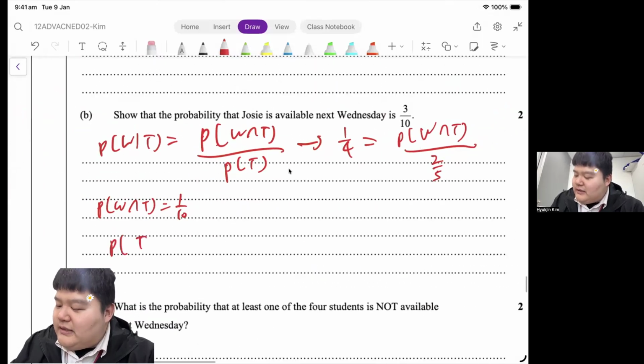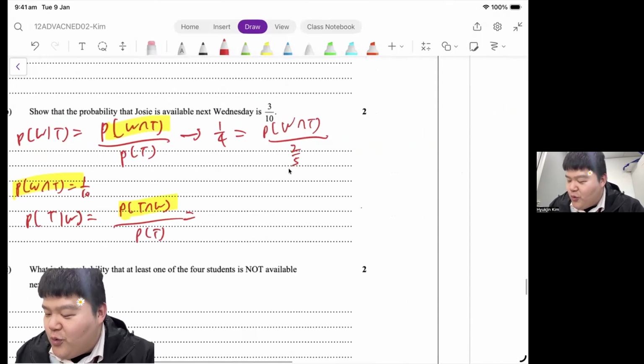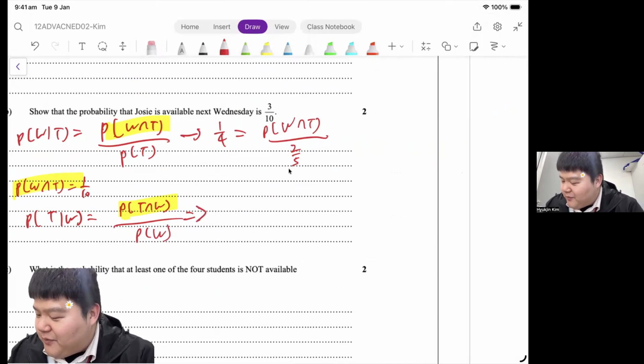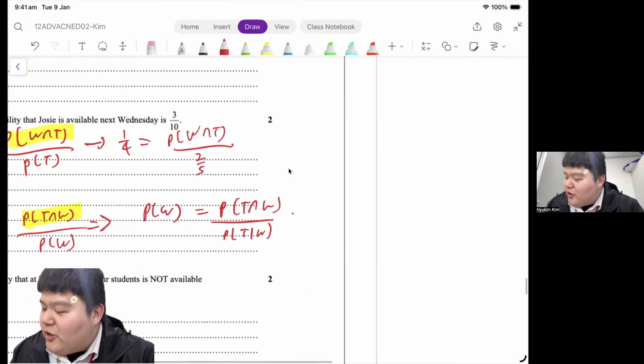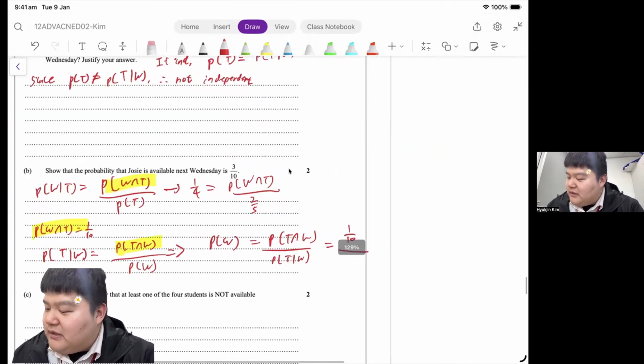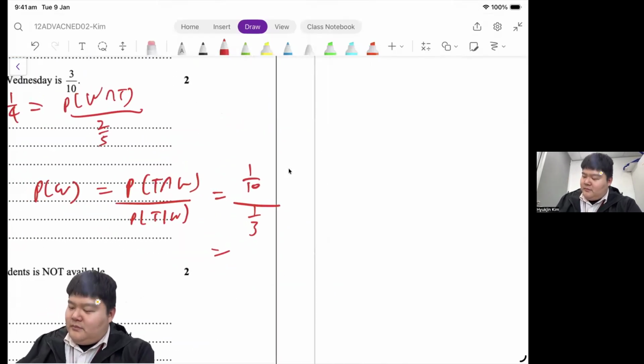Probability of Tuesday given Wednesday equals, again, probability of Tuesday and Wednesday, which is the same ongoing theme the whole time, all divided by probability of Wednesday. Now, because I'm looking for probability of Wednesday, I can now just write probability of T intersection W divided by probability of T given W. And that I know is 1/10, all divided by T given W, which is 1/3. So 3/10.